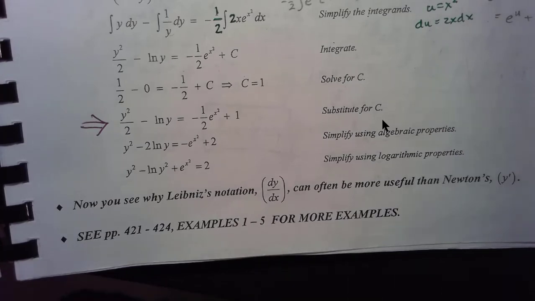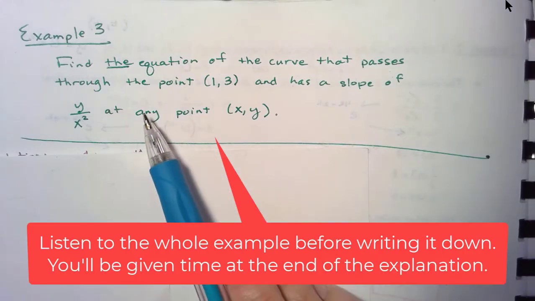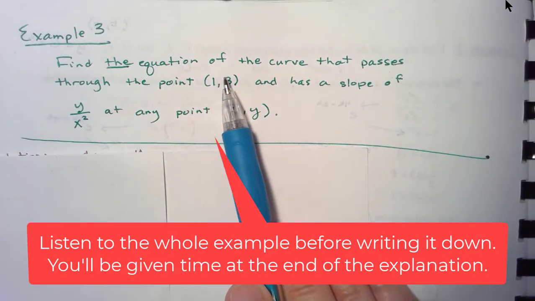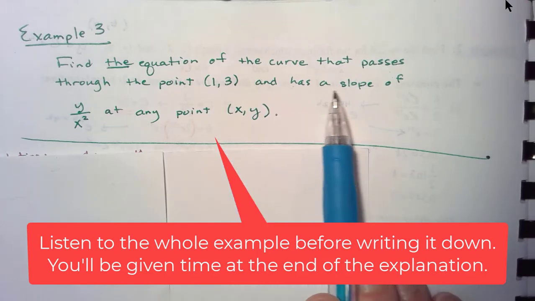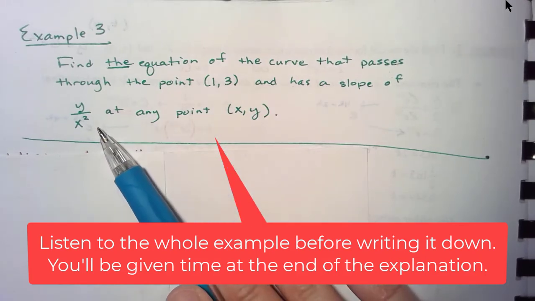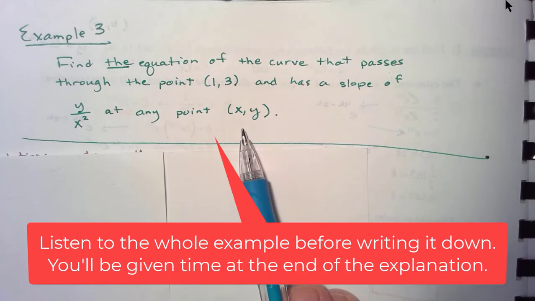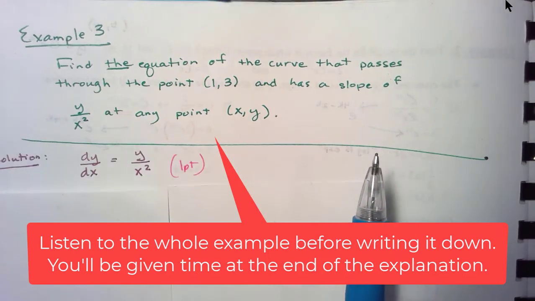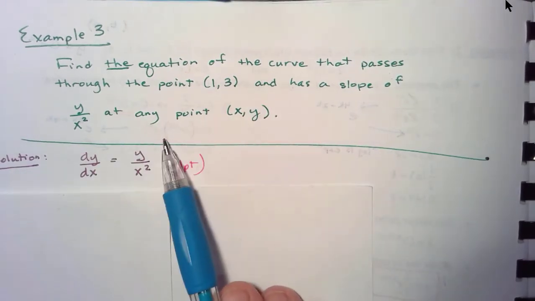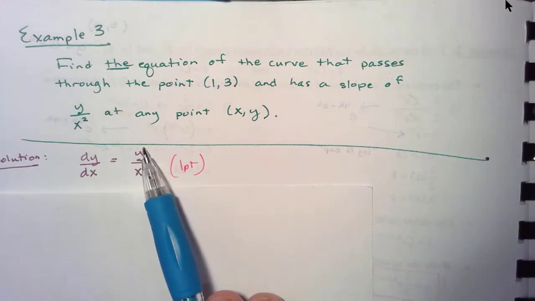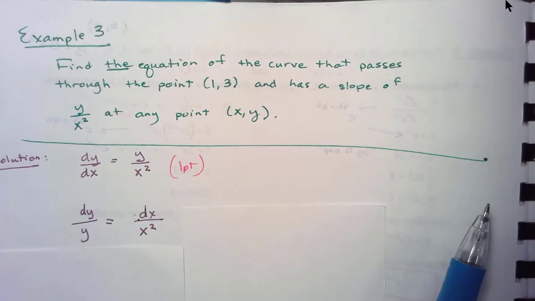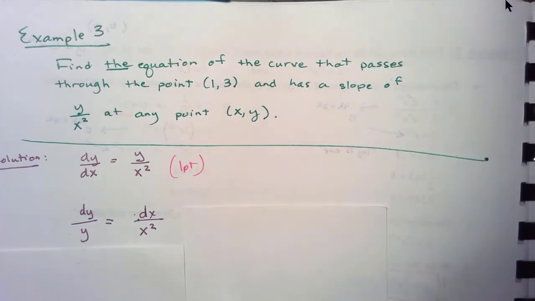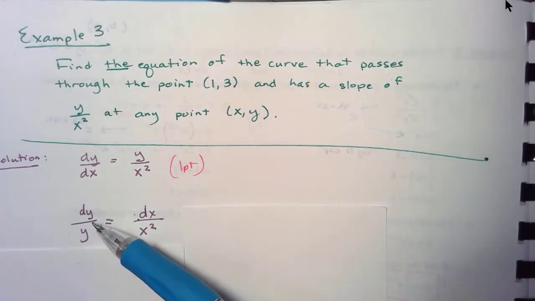Now let's look at one more. This is one you'll have to write out. Example 3, find the equation of the curve that passes through the point 1, 3 and has a slope of y over x squared at any point x, y. So first, dy dx is y over x squared.